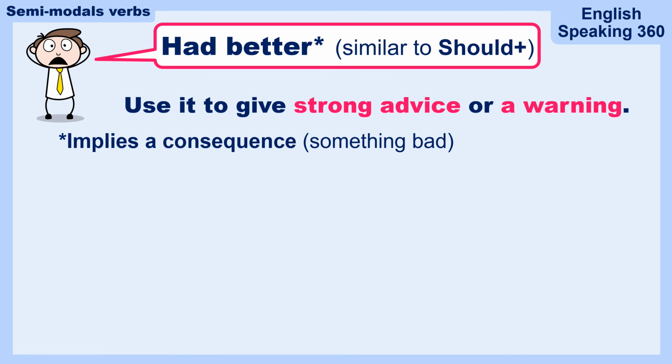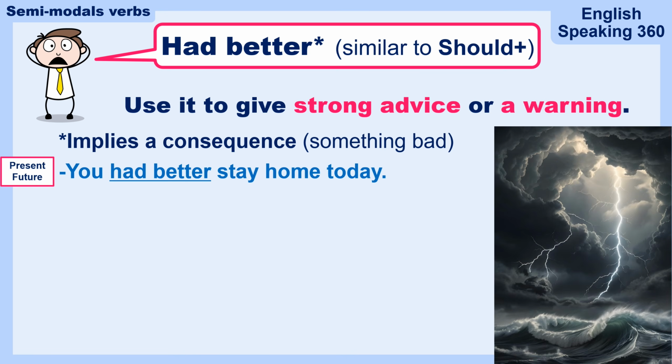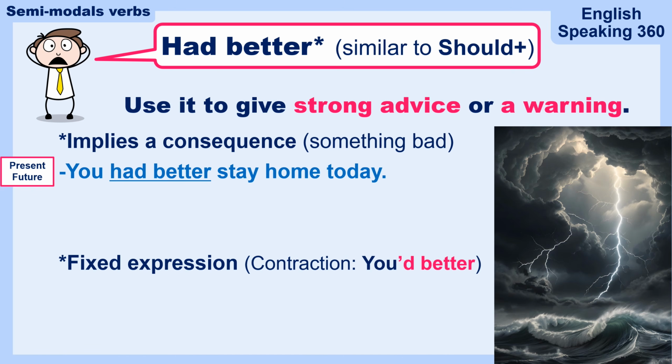For example, you had better stay home today. So you see the weather in the picture. You had better stay home today. This is both present and future. Had better is a fixed expression. So you will had better doesn't work. You have better doesn't work either. Had better stays the way it is.